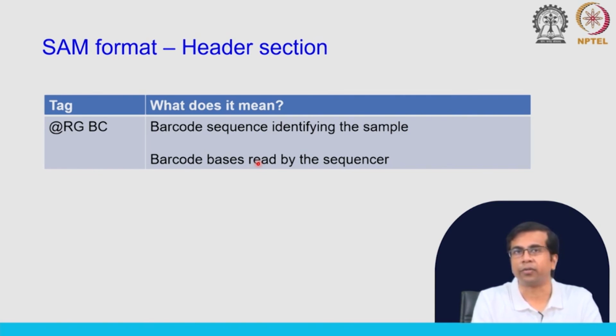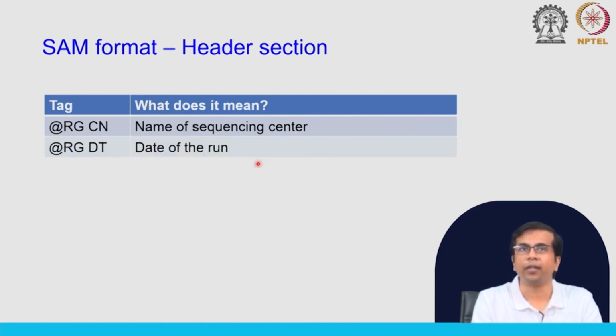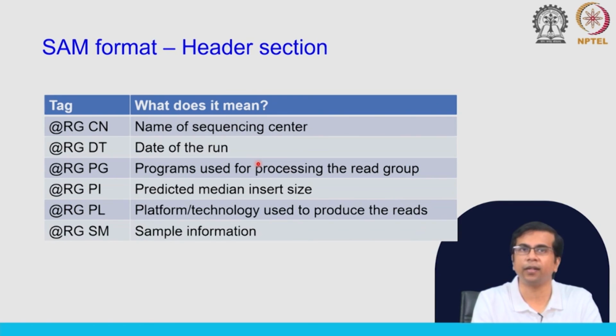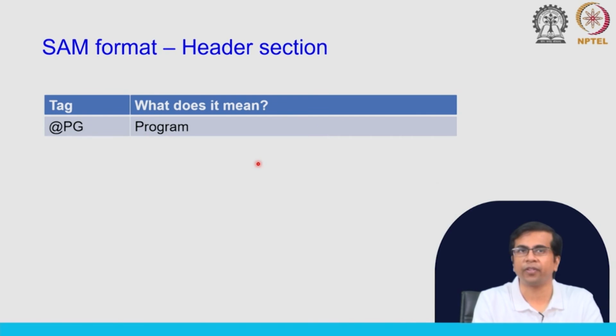This is actually the barcode sequence that is used by the sequencer to identify the sample, and then you also have some details about the sequencing center name, the date of the run, programs that were used for processing the read group, the predicted median insert size, and the platform that was used, some sample information, etc.